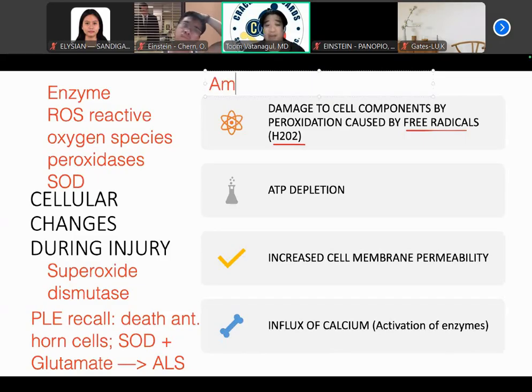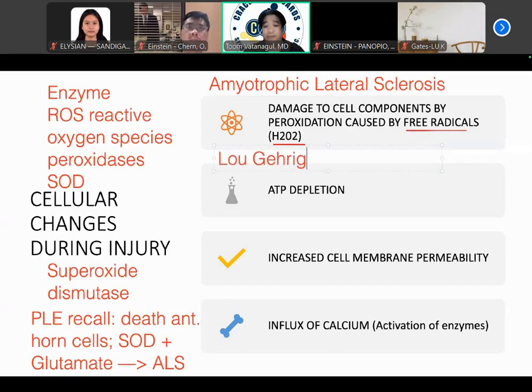What is the meaning of ALS again? It means amyotrophic lateral sclerosis. And that is also known commonly as Lou Gehrig's disease. Okay, that is also known as Lou Gehrig's disease.